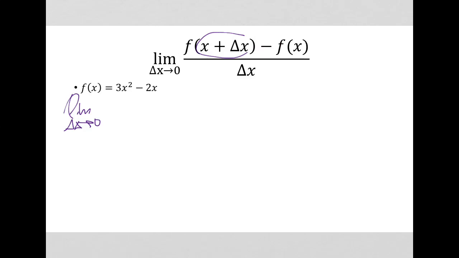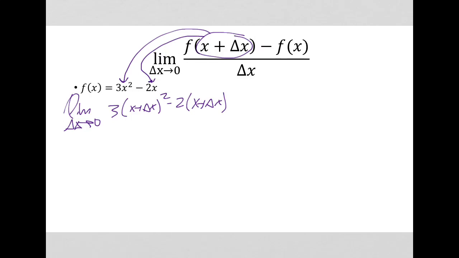So again, take x plus delta x and plug it in for x, but notice we have 2 spots to plug it in for x this time. So the limit as delta x goes to 0 of 3 times x plus delta x, quantity squared, minus 2 times x plus delta x. Notice I'm putting it in for both spots for x, minus my function, which is 3x squared minus 2x, all of that over delta x.